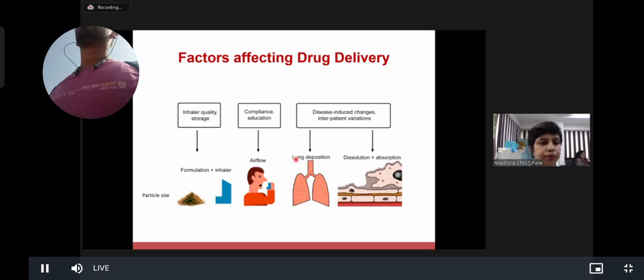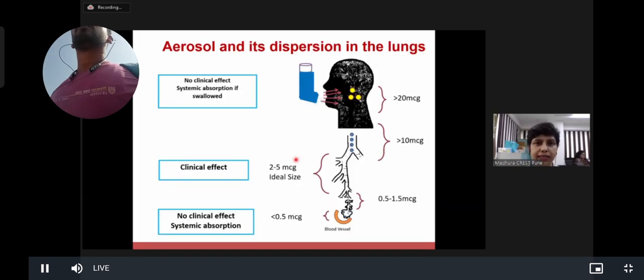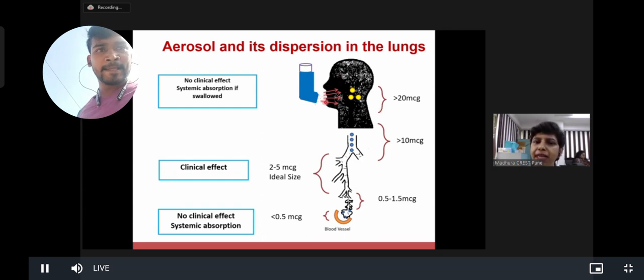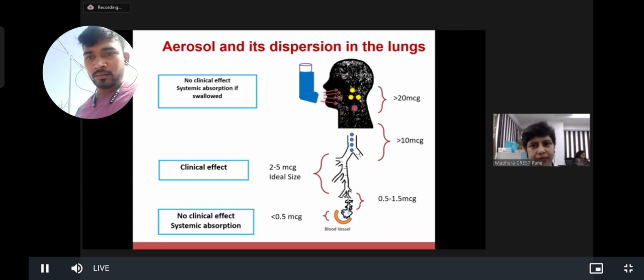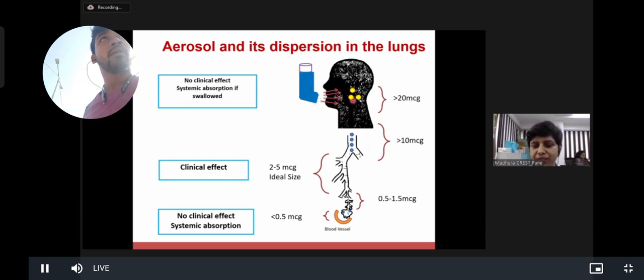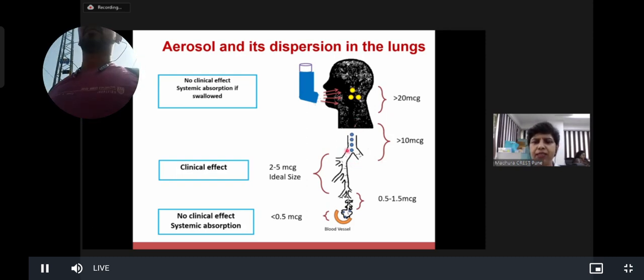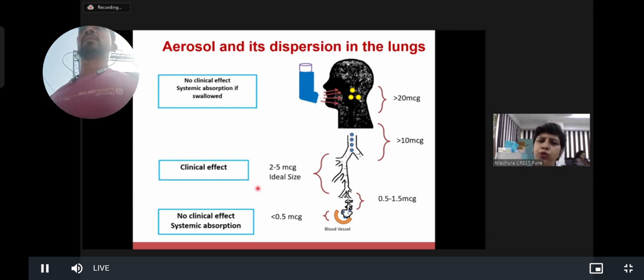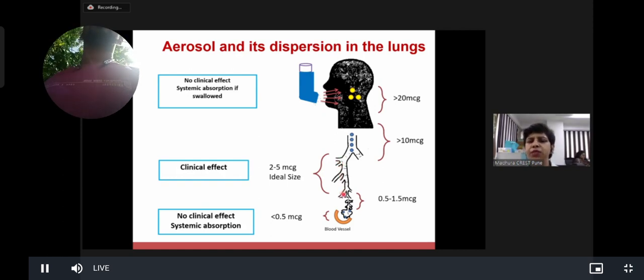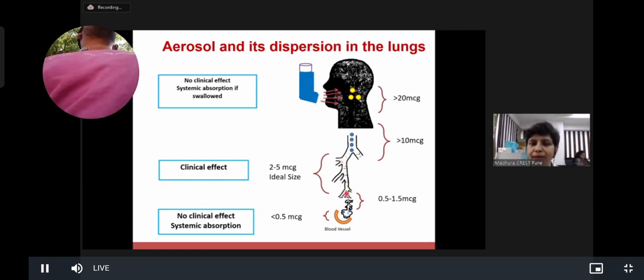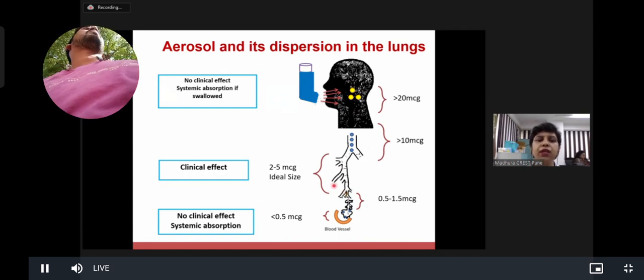We will first discuss the particle size. So when it comes to the particle size, the larger particles, 20 micrograms or so, are mainly deposited in the oropharynx at the back of the throat when we are using a pressurized metered-dose inhaler. About 10 microgram size would be deposited in the larger airways, in the upper airways. 2 to 5 micrograms is the ideal size which reaches the small and medium sized airways, or rather the medium sized airways, and that is responsible for the clinical effect.